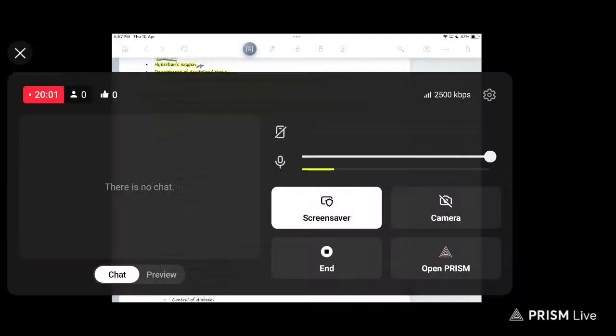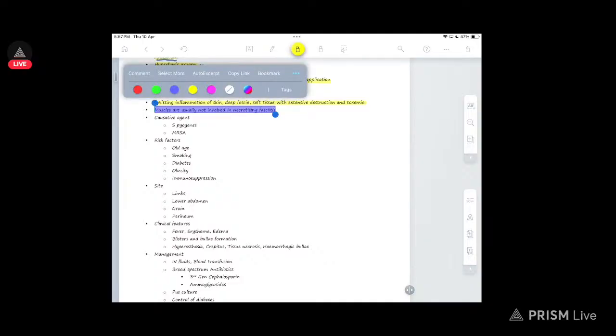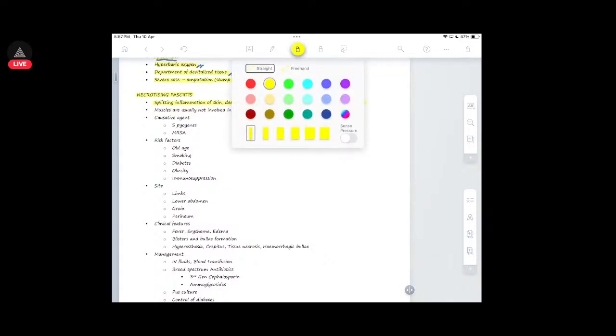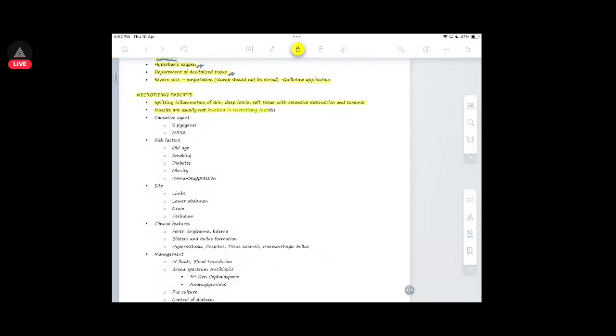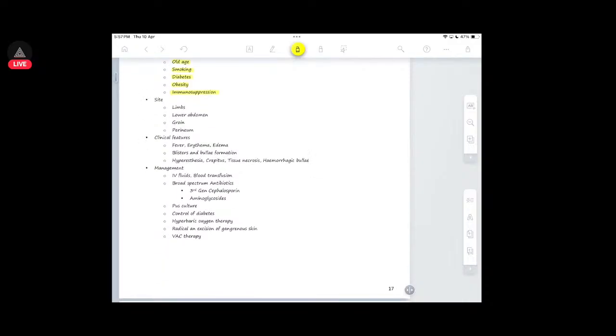Okay, so going on, muscles are usually not involved in necrotizing fasciitis. They are not involved. Causative agent, you have pyogenes, MRSA. Risk factors, you have old age, smoking, diabetes, obesity, and immunosuppression. Site is limbs, lower abdomen, groin, and perineum.